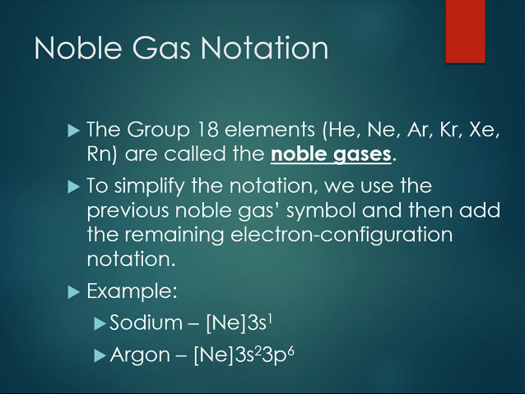Make sure you have your periodic table handy here and look at sodium. The previous noble gas was neon. Sodium has all of the inner shell electrons that neon has, plus an extra 3s1 electron. And so we're going to denote sodium by putting Ne, neon, in brackets, and then 3s1. That's sodium. Argon, the next noble gas here, can be represented by, again, neon in brackets because it has all those same inner shell electrons, and then 3s2, 3p6 to get all the way back to the noble gas configuration.